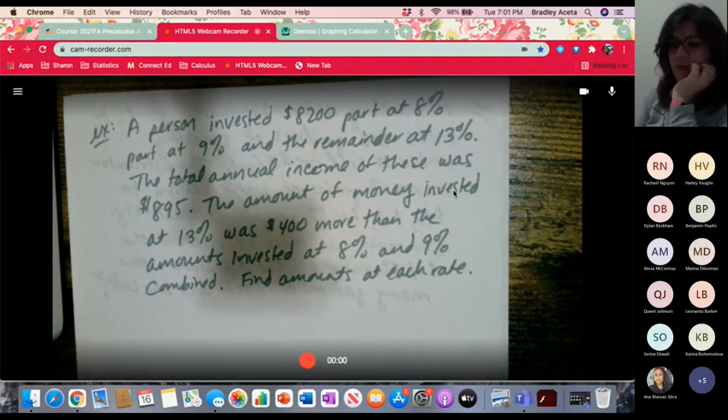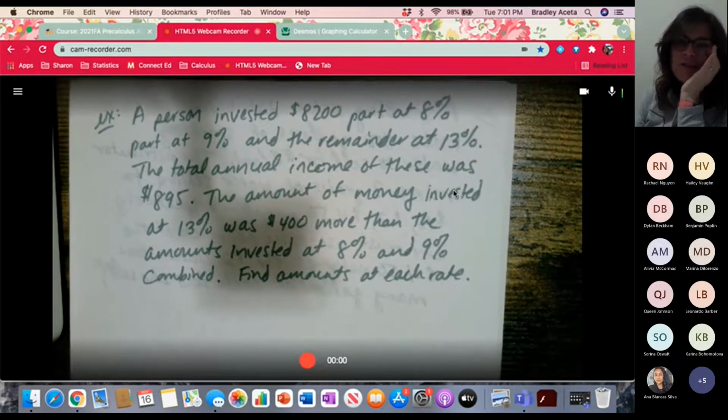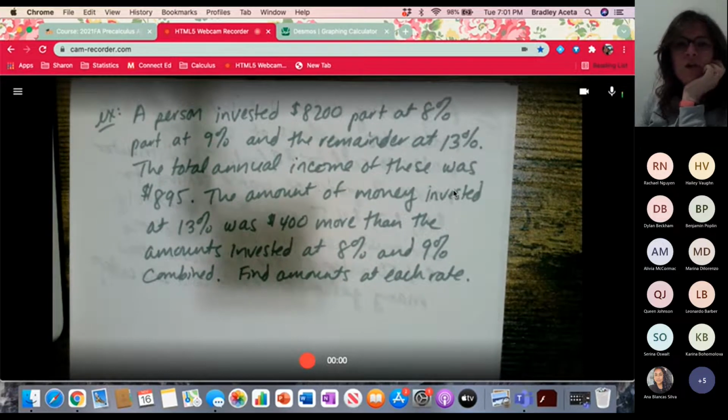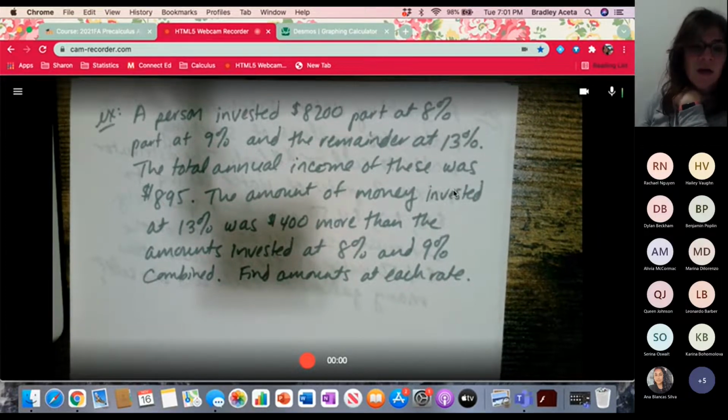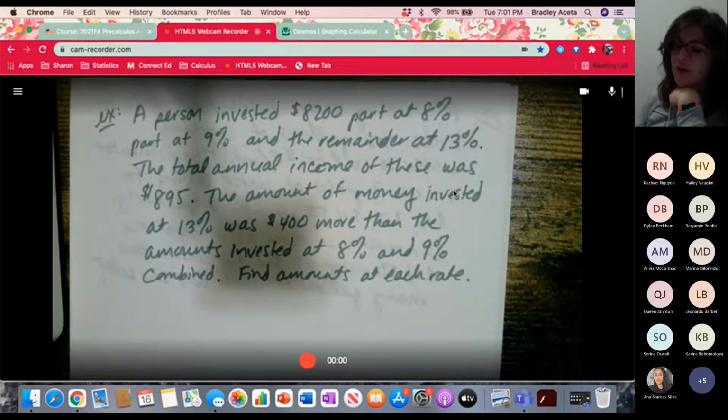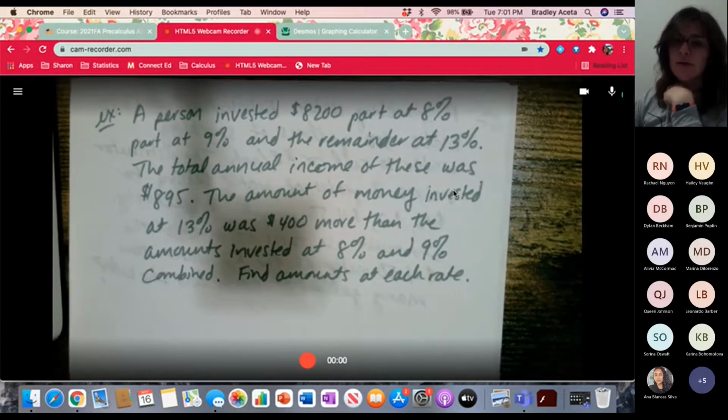So, a person invested $8,200, part at 8%, part at 9%, and the remainder at 13%. The total annual income of these was $895. The amount of money invested at 13% was $400 more than the amounts invested at 8% and 9% combined. Find the amounts of each rate.